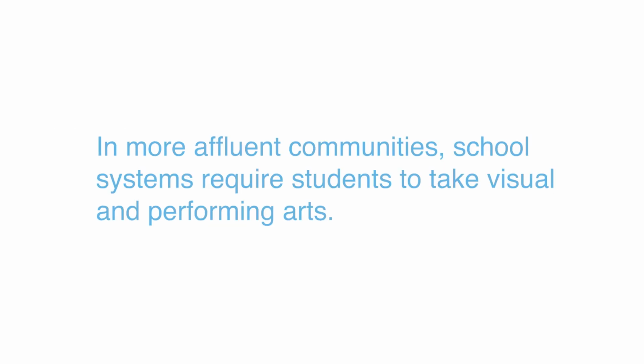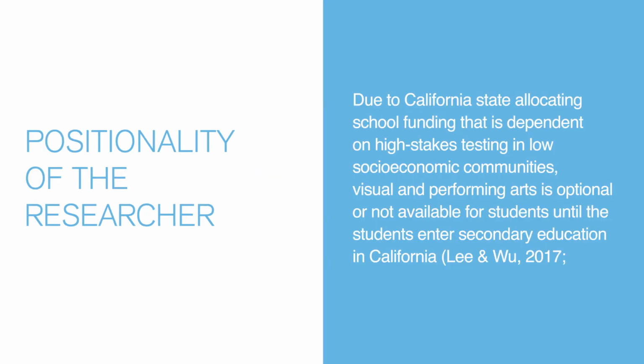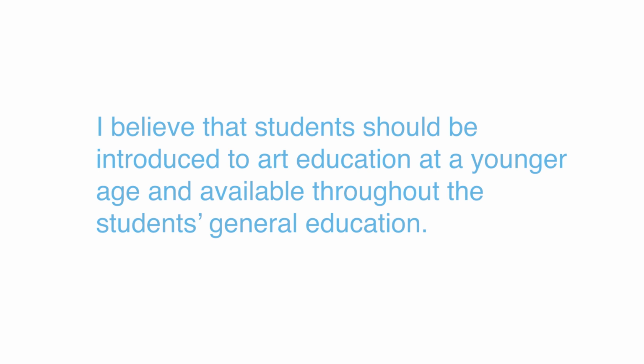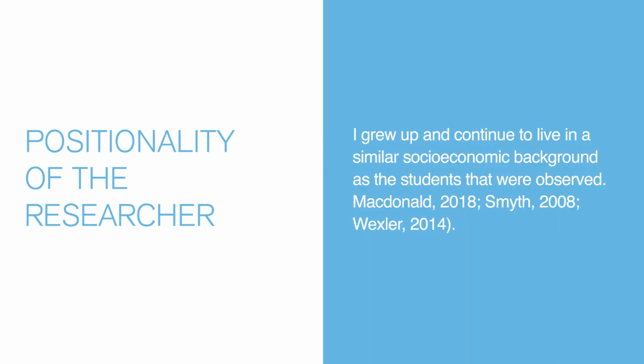In more affluent communities, school systems require students to take visual and performing arts. Due to California State allocating school funding that is dependent on high-stakes testing in low socioeconomic communities, visual and performing arts is optional or not available for students until the students enter secondary education in California. I believe that students should be introduced to art education at a younger age and available throughout the student's general education. I grew up and continue to live in a similar socioeconomic background as the students that were observed.